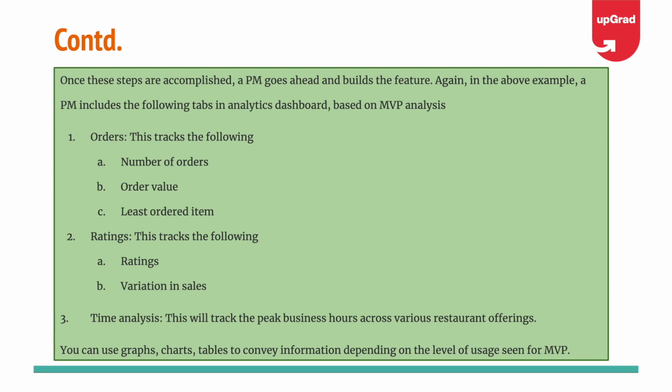So what will the analytics dashboard have? It will have orders, which will track the number of orders, order value, least order item. You will have the ratings tab within your analytics dashboard, which will track ratings and variation in sales. You will also have something called time analysis. This will track the peak business hours across various restaurant offerings. You can use graphs, charts, tables to convey information depending on the level of usage seen for the MVP.